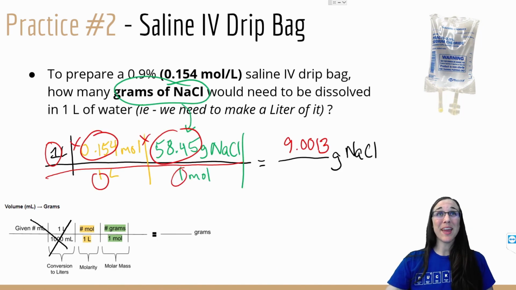Alright, so in order to make a 0.154 molar solution of saline for your IV drip bag, you would need to mass out 9 grams of salt on a scale and dissolve that in a liter of water.